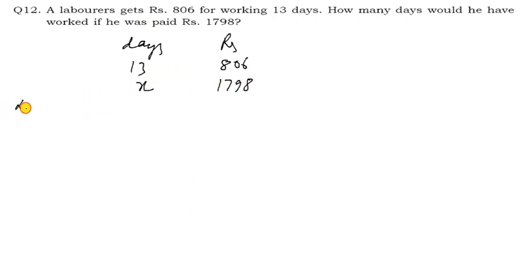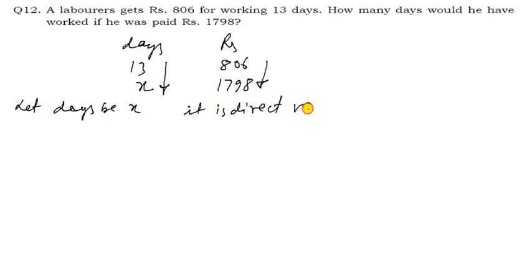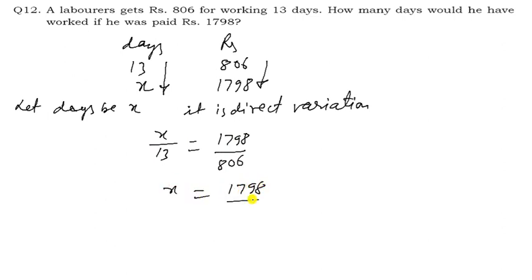So let days be X. Now both are direct variation. If you have a lot of number of days, you will pay more money. So that is the direct variation. So you can put down arrow. So here you can write it is direct variation. So X upon 13 is equal to 1798 upon 806. So X is equal to 1798 upon 806 into 13.